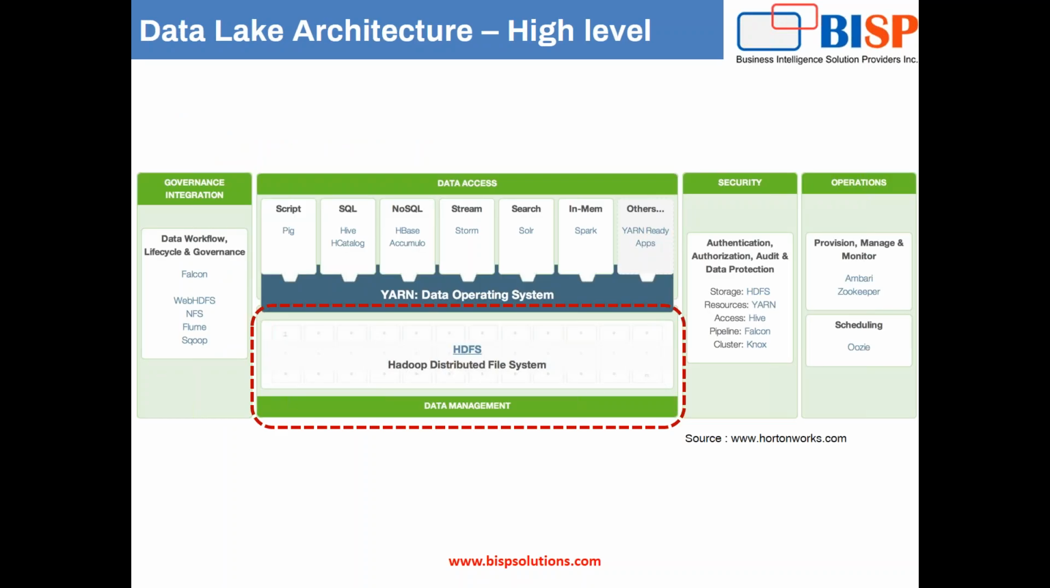So this is, as I talked about before, the data lake. This is a very high level architecture of the data lake. The red part, which I'm going to talk about, is the Hadoop Distributed File System, where we store all the data. And you can see there are 5 green boxes. Look at the bottom part, there's data management. On top of that, there's the data access layer.